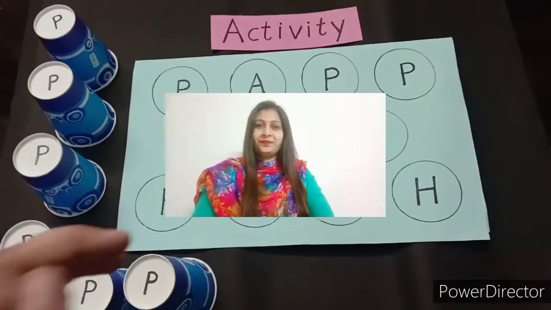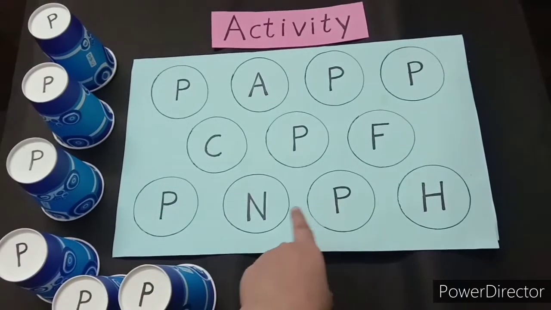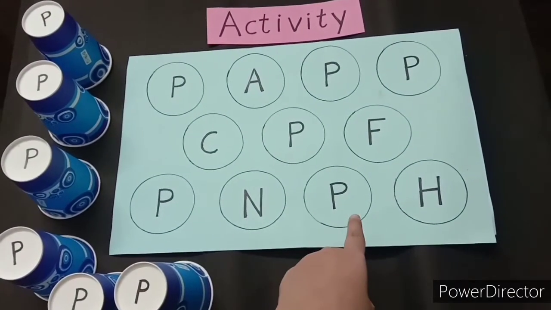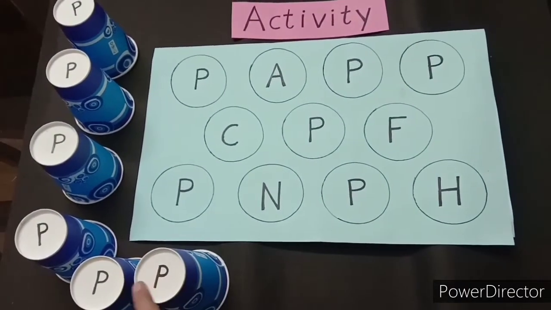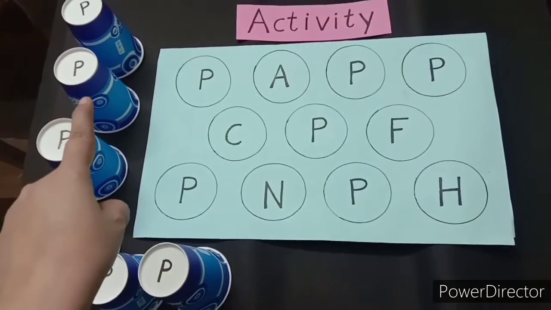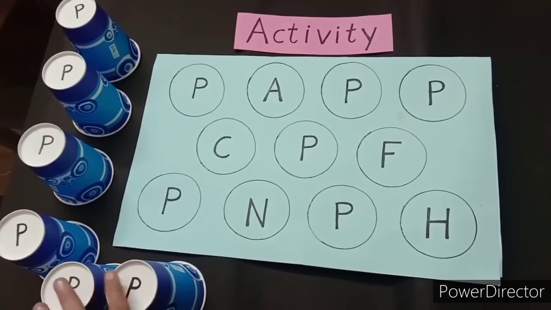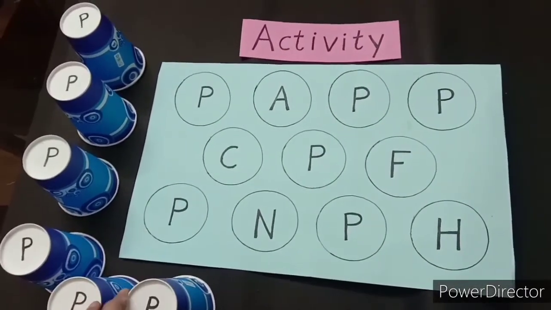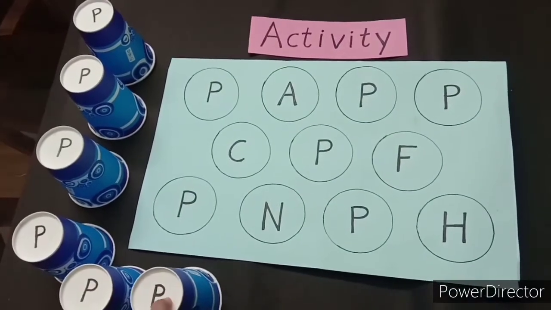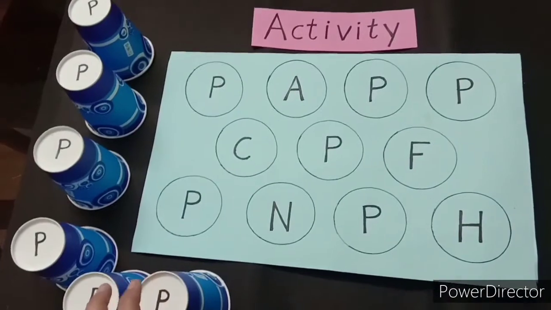Okay, children, now it's activity time. Come on, let's start the activity. See children, for this activity I have written some capital alphabet on a chart paper. And I have some paper glasses and I have written baby P, small p on each glass. We have to take glasses one by one and find Mama P and put these glasses on Mama P one by one on a chart paper. Let's start.